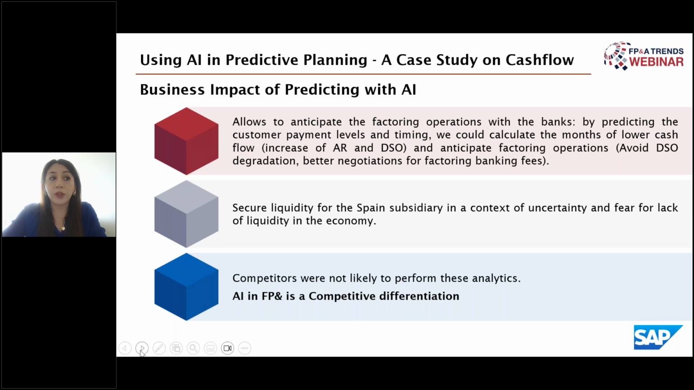And we were doing this even in February or March, early in 2020, which actually allowed us to secure the liquidity of the affiliate for the rest of the year and even for 2021. We actually were rated as a best case for Europe. Then I think that at the end, what AI allows us in FP&A is to create a competitive differentiation for any company and even for any subsidiary.